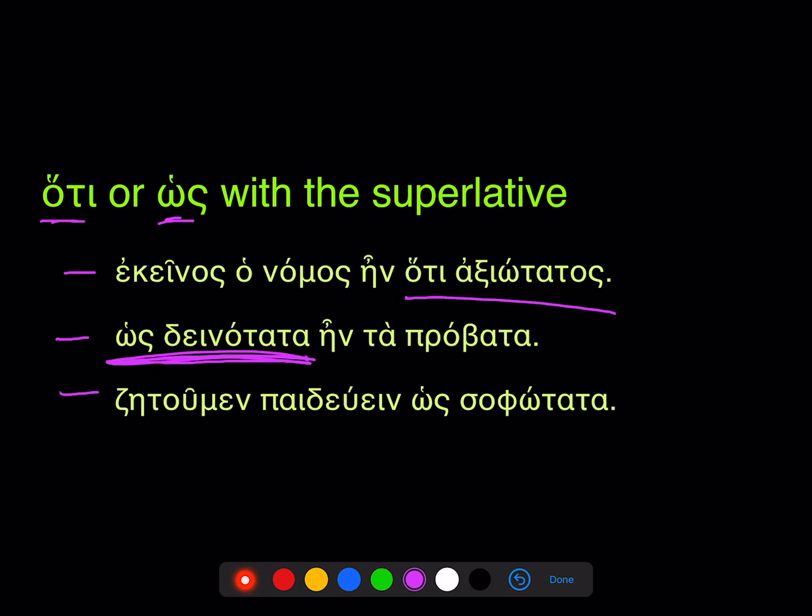One more, and this one's with an adverb, a superlative adverb. Zētoumen paideuein hōs sophōtata. We are seeking to be teaching as wisely as possible. So what hoti or hōs does with the superlative is makes it as intense, as superlative as it can be. And that's it.